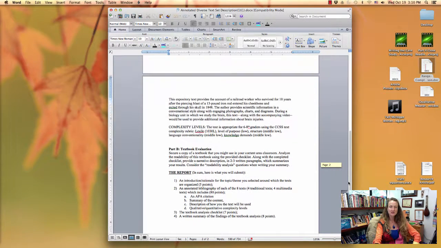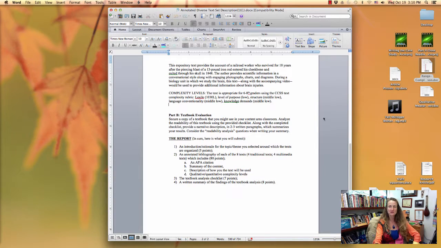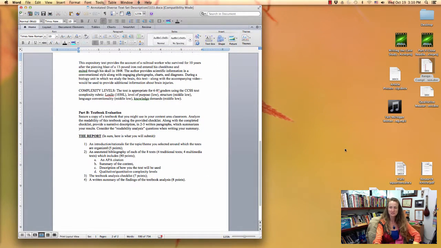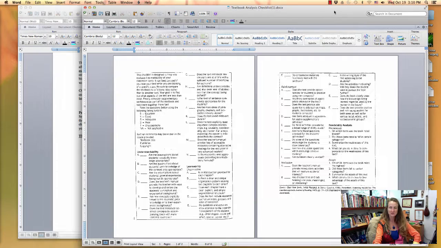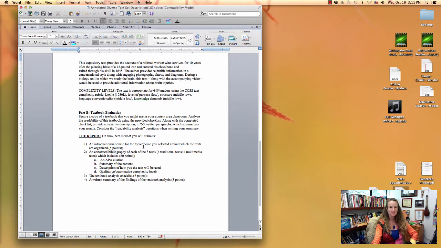After you do the introduction and all 8 texts, the last thing you're going to do is evaluate a textbook that would be used in your content. There is this form available to use. It doesn't look as good on my screen. It actually prints out darker. You're going to go through the textbook and check off each one of these, rating them: 5 excellent, 4 good, 3 adequate, 2 poor, or 1 unacceptable, or not applicable if that issue isn't in your particular text. Then you're going to provide a narrative description, 2 to 3 paragraphs or so, summarizing your results about that textbook that you use or would use.